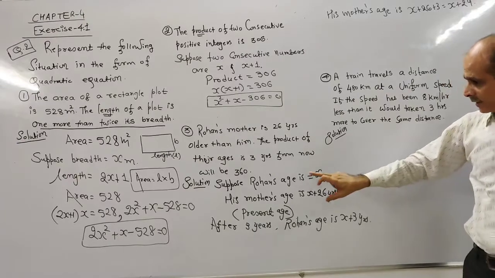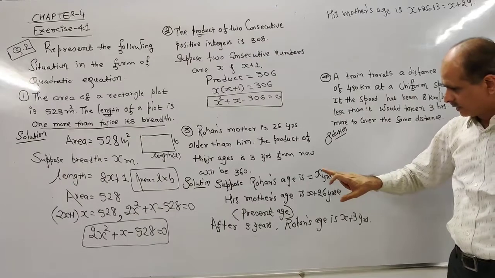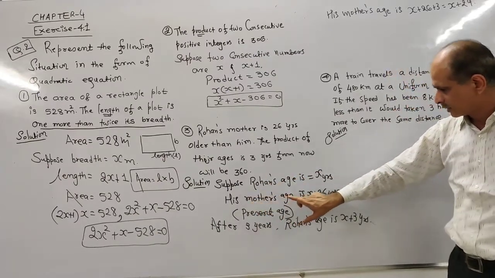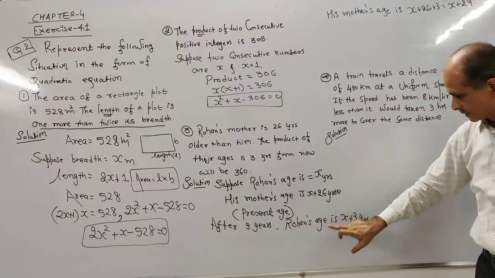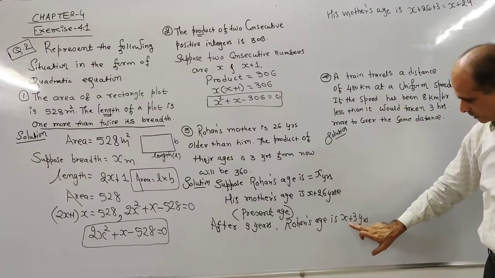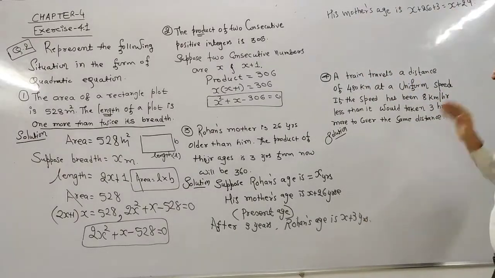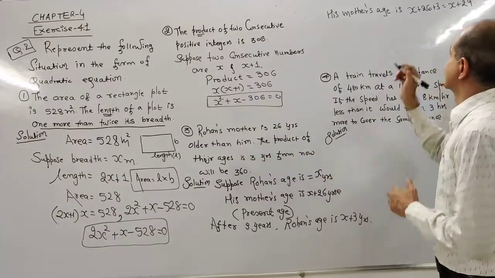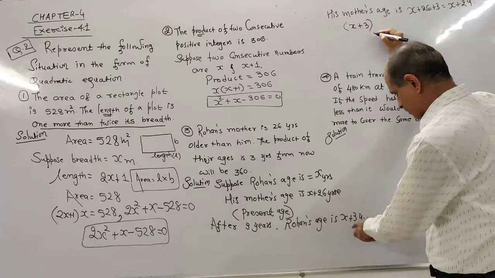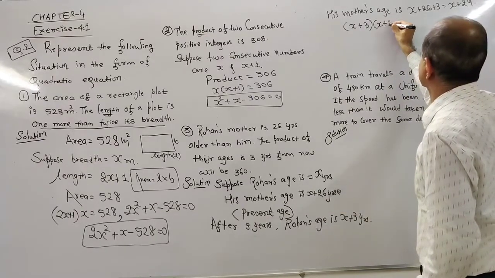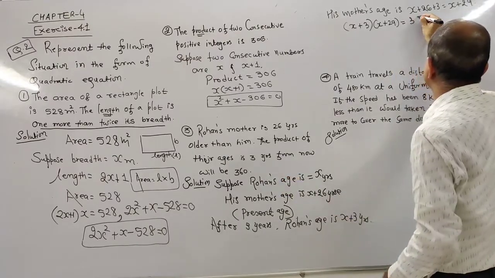So the present Rohan's age is x years. At present, his mother's age is x plus 26. So after 3 years, Rohan's age will be x plus 3, while his mother's age will be x plus 29. Now the product of their ages. So the first one is x plus 3, the second one is x plus 29, and it is equal to 360.